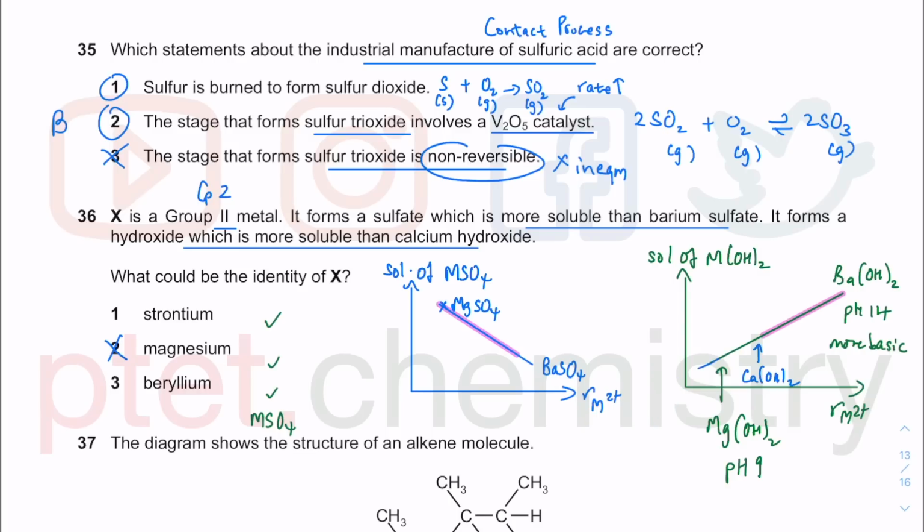If I just extend this a bit longer, beryllium is above magnesium, so therefore beryllium hydroxide is less soluble than magnesium hydroxide. So this thing, more soluble than calcium hydroxide, must be any of the hydroxides of group 2 below calcium. So magnesium can't be the answer, beryllium can't be the answer because it doesn't satisfy the hydroxide condition here. So 2 was wrong already, and that was why 3 must be wrong as well, leaving only 1, which is option D being the correct answer.